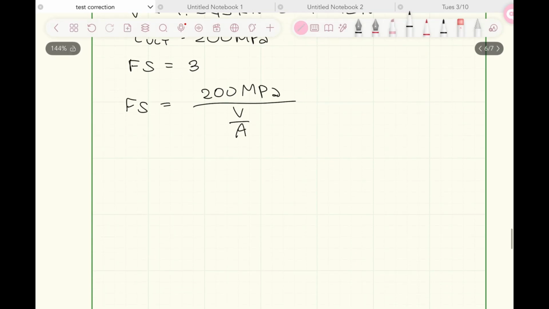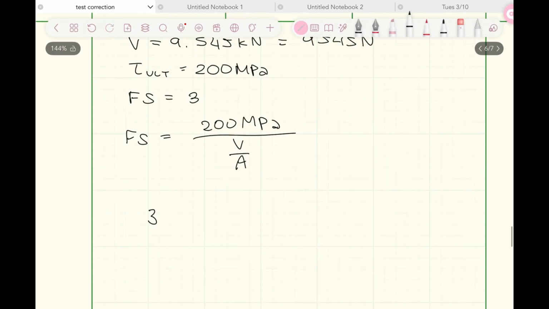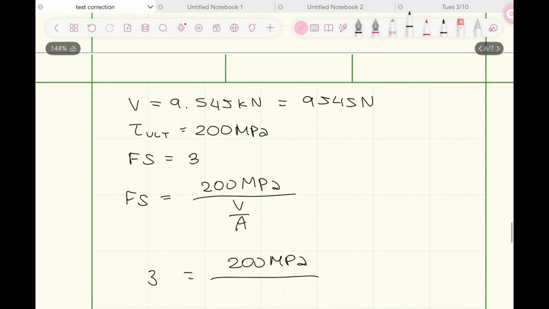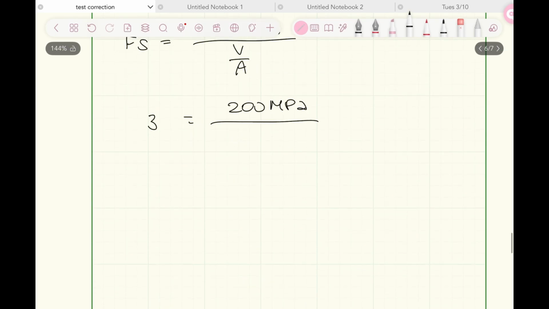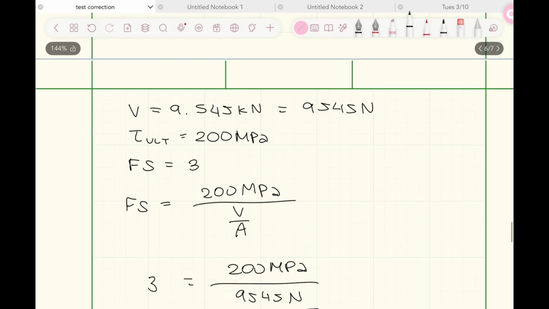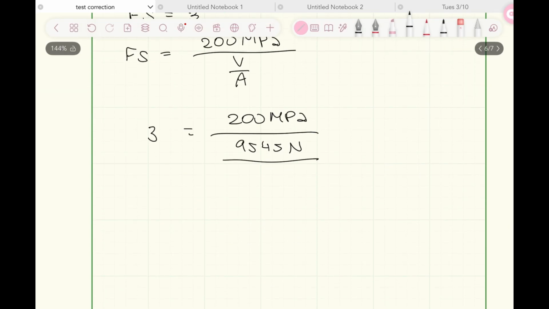So we could plug everything in. So that's factor of safety 3, which is equal to 200 megapascals over 9,545 newtons over area, which will be pi over 4 diameter squared.